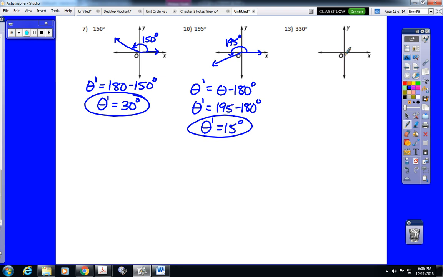Finally, 330 degrees, that is in quadrant 4. So we would draw an angle that ends in quadrant 4 and label it with 330 degrees of positive rotation. The reference angle then would be 360 minus the angle. So that would be 360 minus 330, meaning the reference angle is 30 degrees.